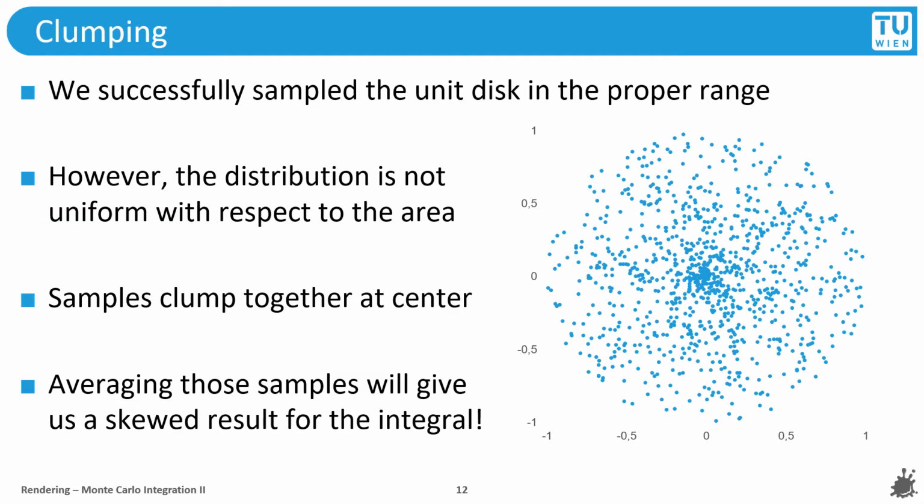Except the result that we get is unfortunately not exactly what we wanted. Uniformly distributed samples in polar coordinates are not also uniformly distributed in Cartesian coordinates. Since we wanted to sample the surface area uniformly, this distribution will not do because samples clump together at the center. And as we saw last time, if we treat a non-uniform distribution as if it were uniform during Monte Carlo integration, we will get the wrong result for our integral. So how do we fix this?